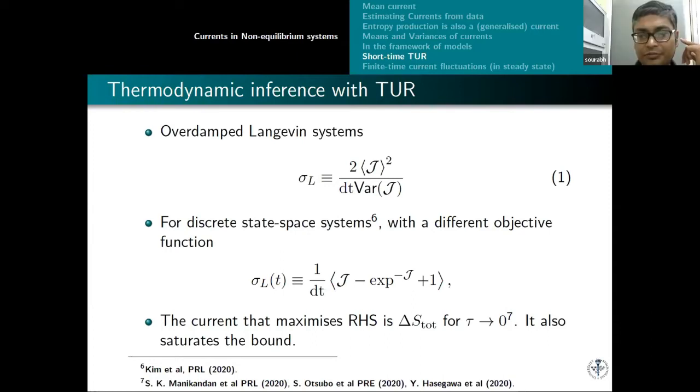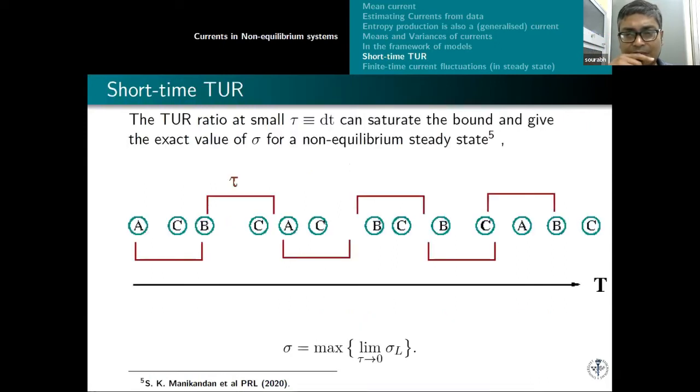Supriya, hello. Yes, sir. Actually, I was just wondering, what is this tau going to zero limit? Does it imply that it's a continuous observation? Yeah, so that's a good question, and there's a lot one can say about that. It's just the smallest time scale that you can get in your data, basically.